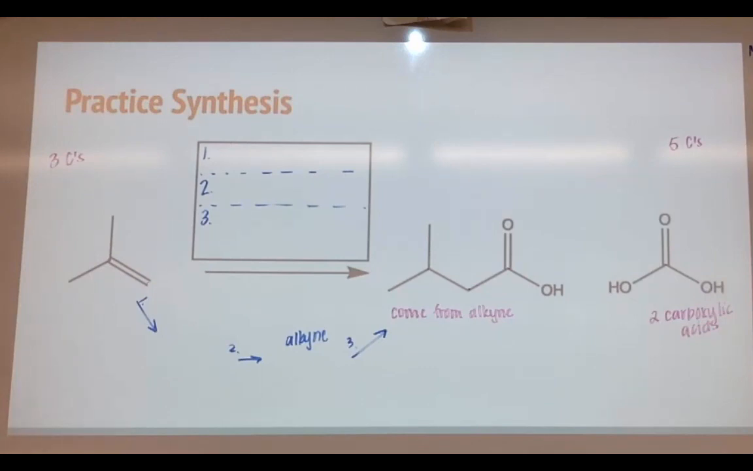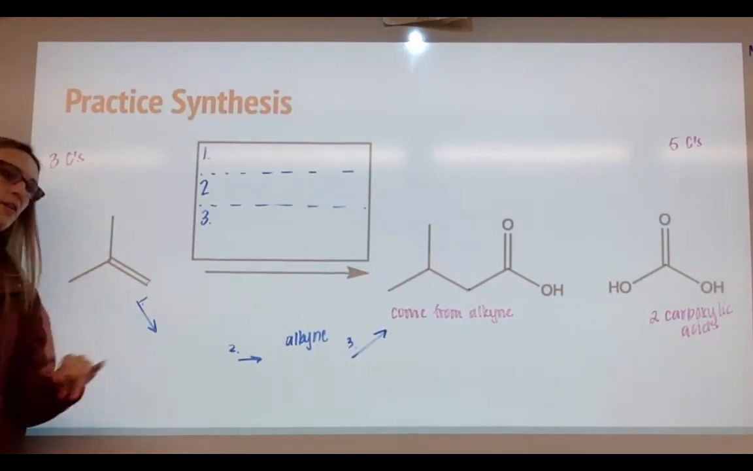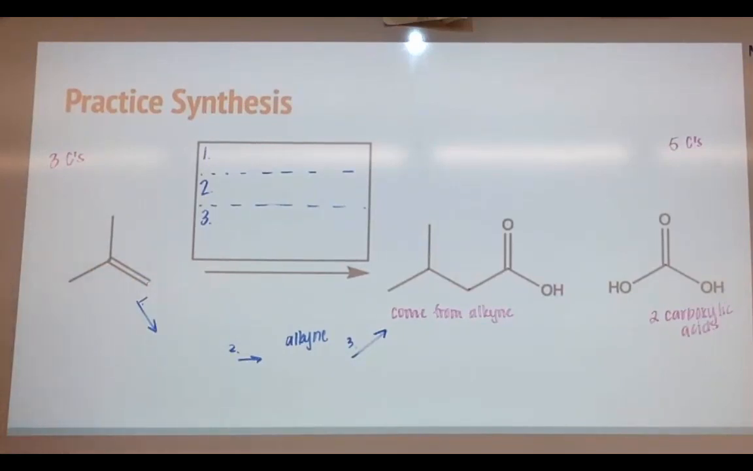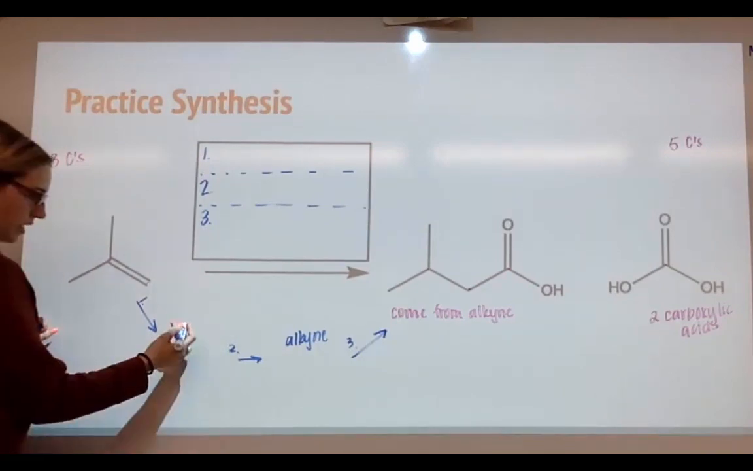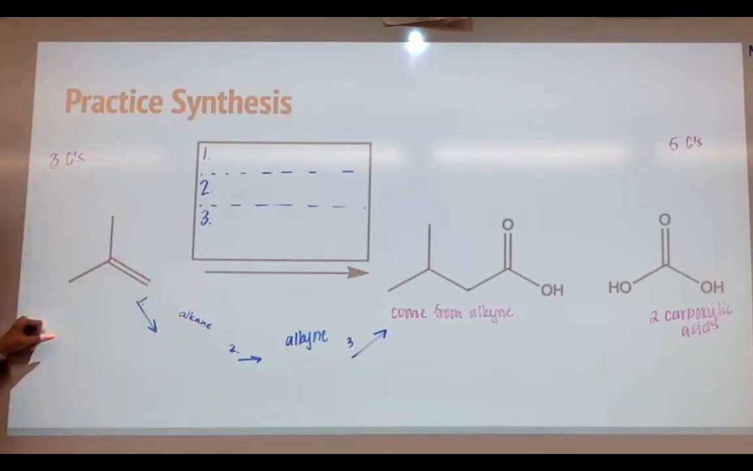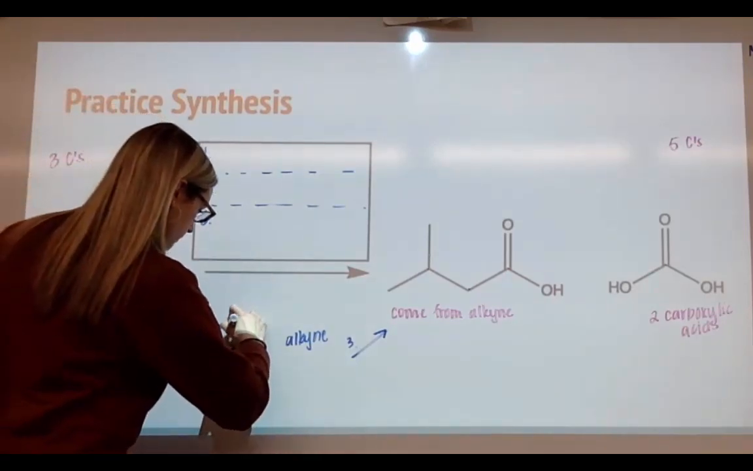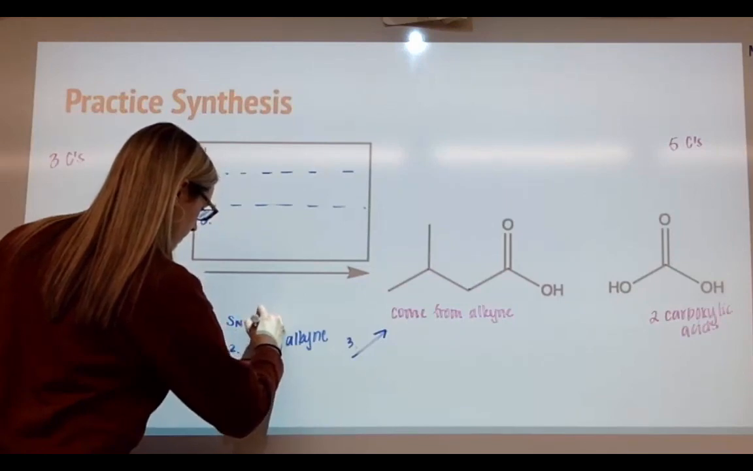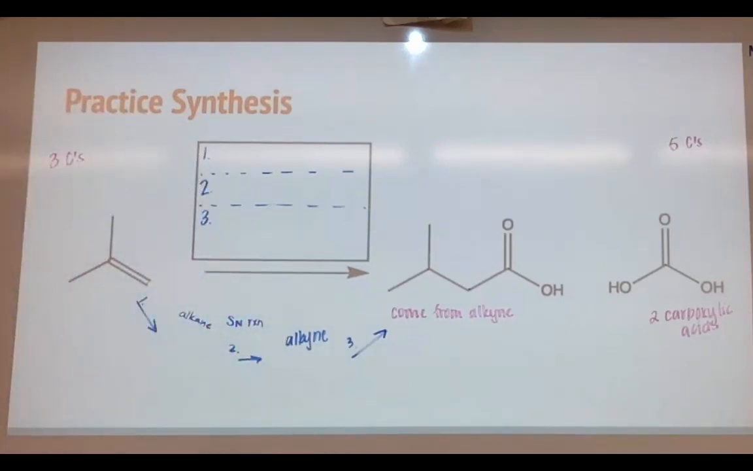Now, I don't have a way to go from an alkene to an alkyne. We have a way to go from an alkane to an alkyne though. Because what we could do here if we have an alkane is we could do a substitution reaction. A substitution reaction is chain elongation.